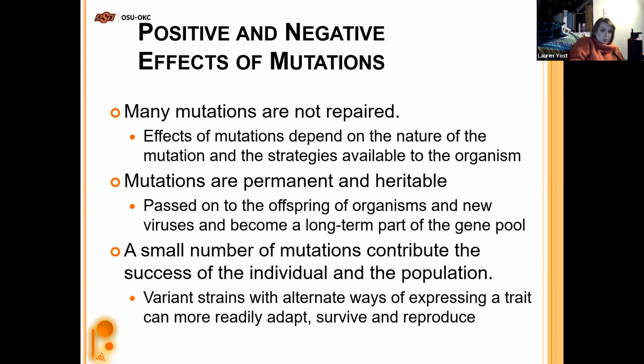Okay, positive and negative effects of mutations. Many mutations aren't repaired, so they're just going to be carried on in the cells of that organism. So that happens, right? Sometimes that can give benefits and sometimes not. It depends on the mutation. So mutations are permanent and heritable. So they can be passed on to offspring, and some of that can be a good thing, sometimes a bad one. And then we have a small number of mutations that contribute to success, right? So that's what we were kind of saying. It doesn't always help, but sometimes it does. And when it does, those strains that were able to live a little bit better will overgrow the ones that didn't and pass on those changes more preferentially.